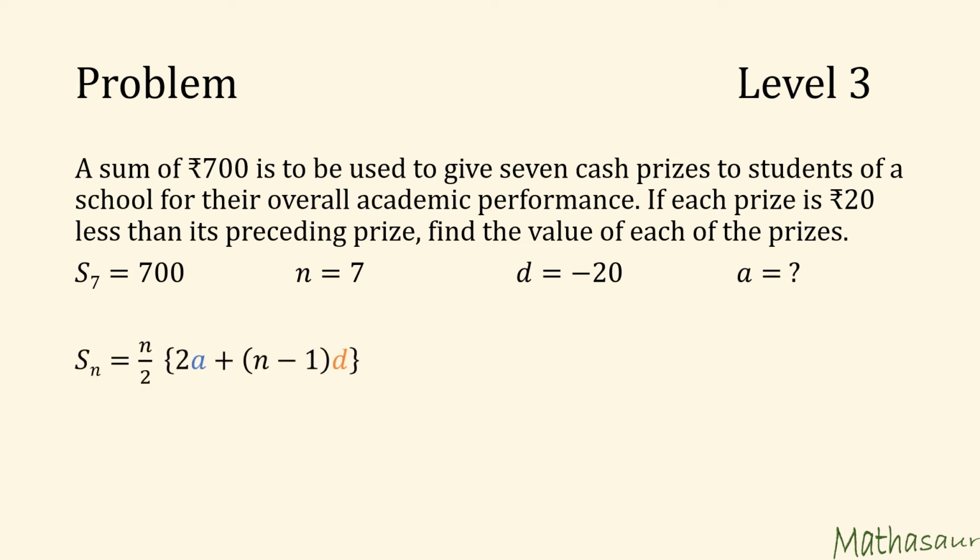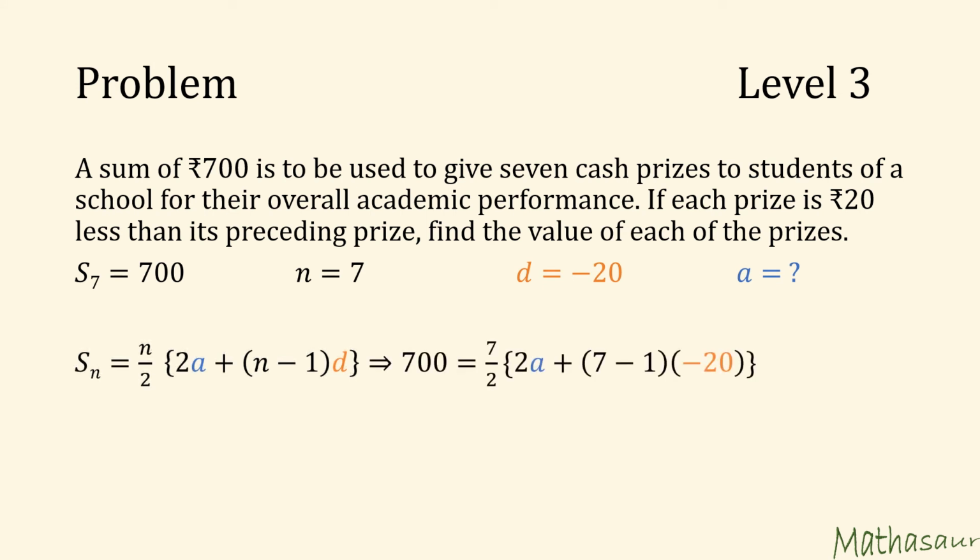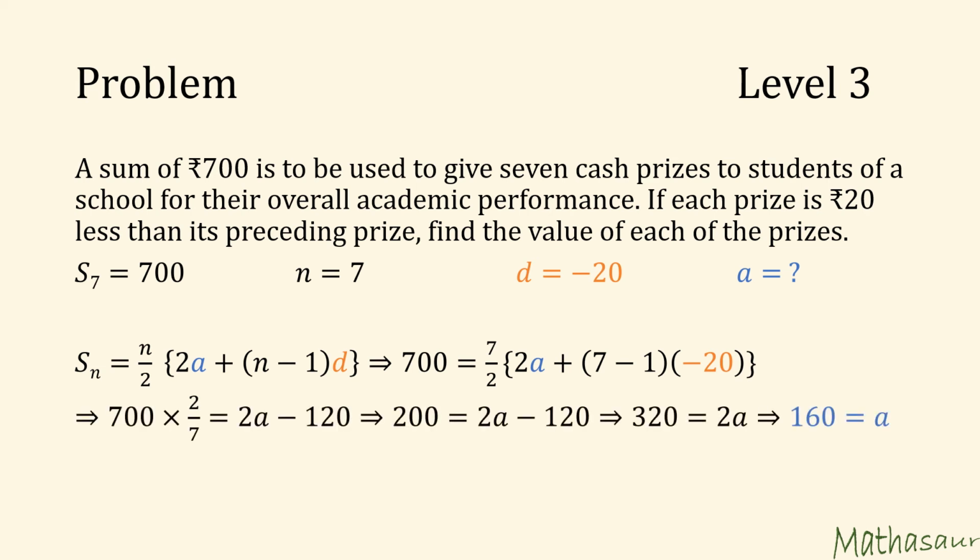Now let us look at the sum of 7 terms. Let us apply the formula for sum of n terms and substitute the given values. Since a is the only unknown, this equation gives us a equals 160.